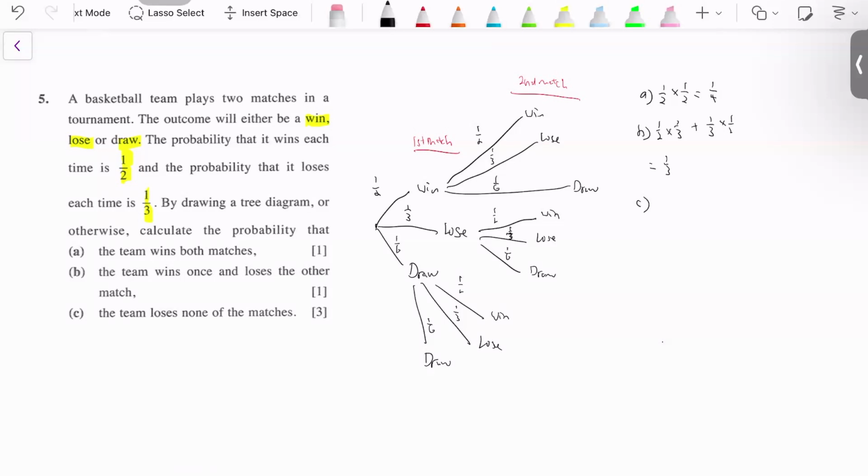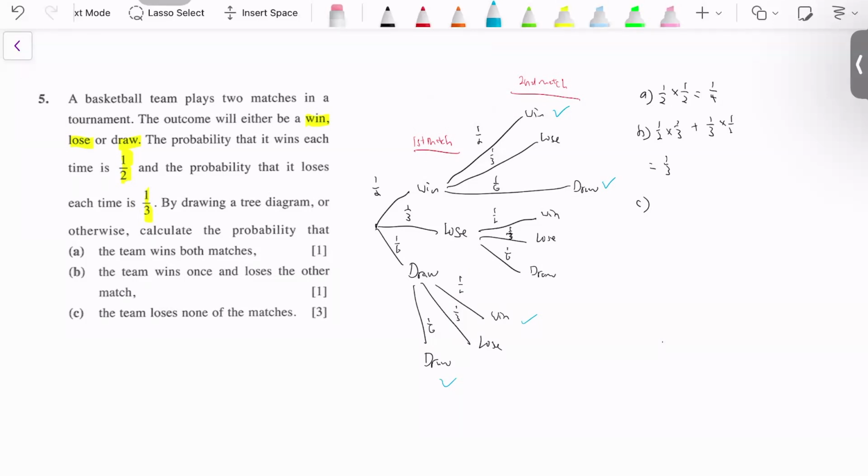So part C, it says the team loses none of the matches. In this case, there are many possibilities where every loss should not be included. It means the team wins the first and wins the second one, or the team wins the first and draws the second one, or the team draws the first one and wins the second one, or the team draws the first match and draws the second match.